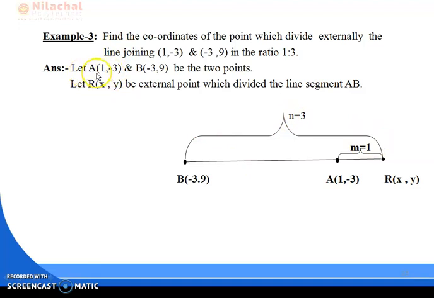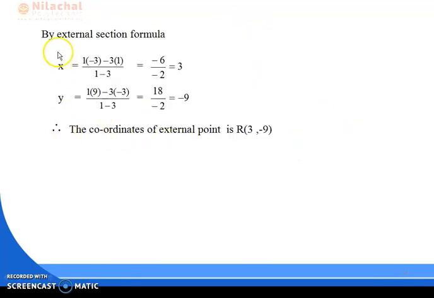So, here let A point 1, minus 3 and B point minus 3, 9 be the two points, and let R be the external point which divides the line segment AB. That means R coordinate is XY. So, we know the external section formula or external division formula. X coordinate must be MX2 minus NX1 by M minus N. That means M is 1, X2 is minus 3, N is 3, X1 is 1, by M minus N means 1 minus 3. What do we get now? Minus 6 by minus 2, that means 3.